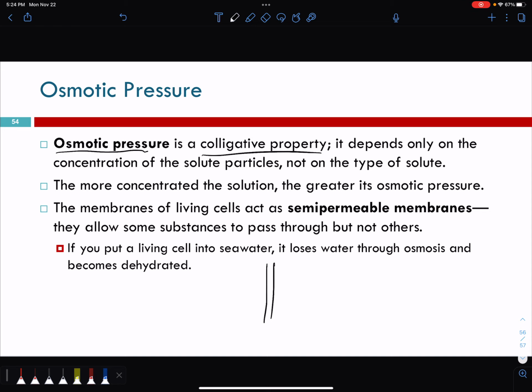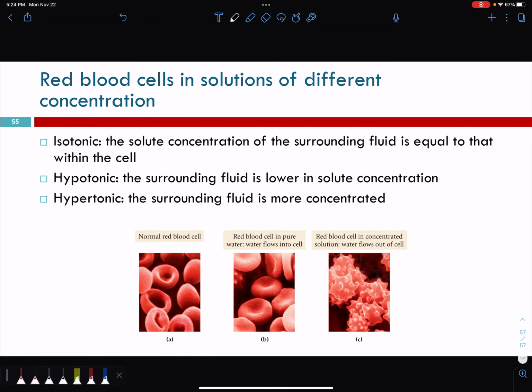Quick question, it depends only on the concentration of the solute particles, not the type of solute, so what is that? So you could have like a high sugar solution. If you have a lot of sugar in a solution, that's going to have higher osmotic pressure. If you have the same number of particles, so that's why, I don't know if we use molality for this. Yeah, it could be molarity, I suppose. That's why we use moles though.